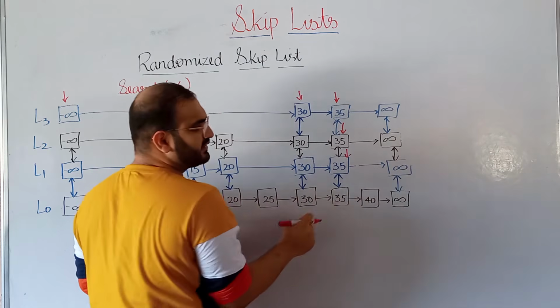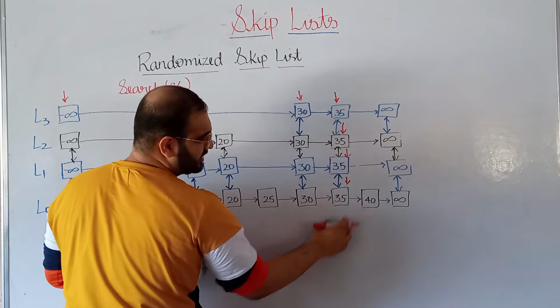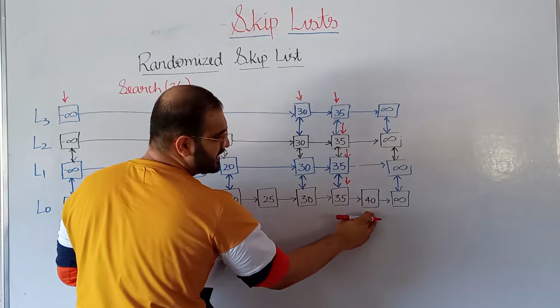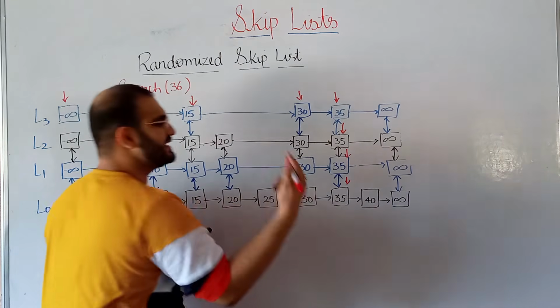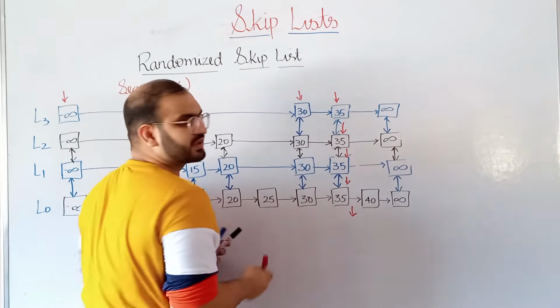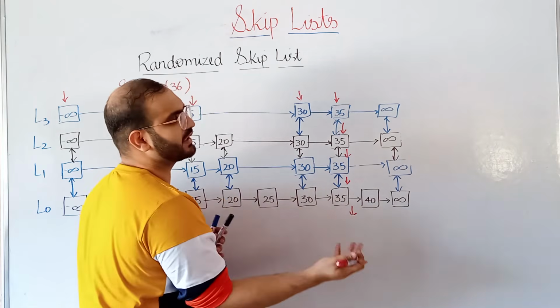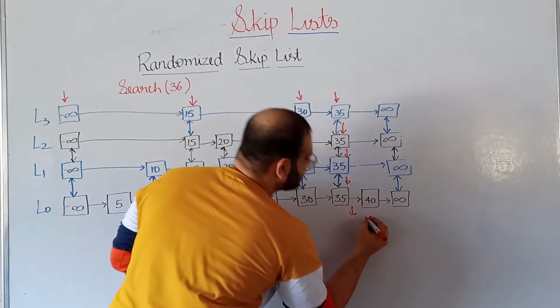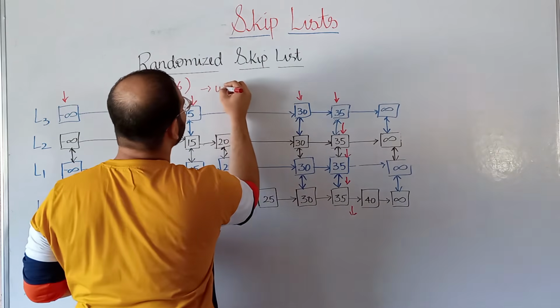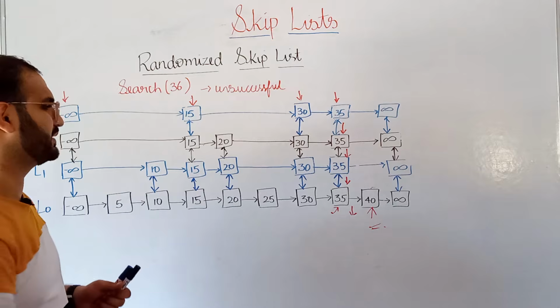Is infinity greater than 36? Yes, it is. Then I'll come down at L0 and look at the next node, 40. Is 40 greater than 36? Yes, it is. So I'll come down. But this is the bottommost linked list, we are at L0, so I cannot come down. That means the search was unsuccessful, right? So the search operation is very simple.